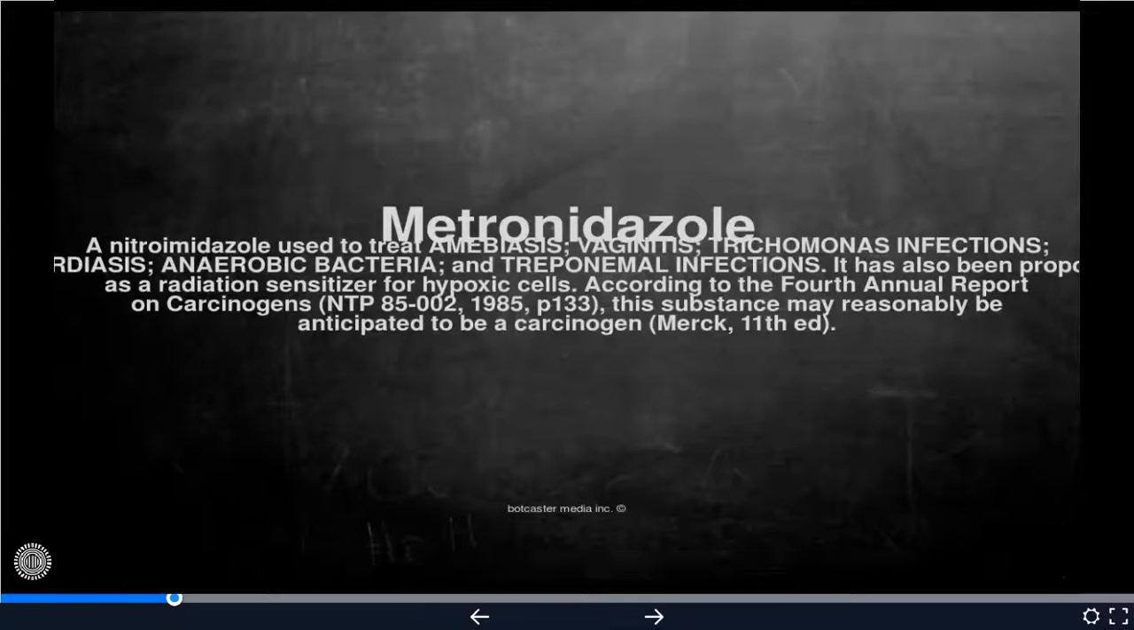Metronidazole: a nitroimidazole used to treat amoebiasis, vaginitis, trichomonas infections, giardiasis, anaerobic bacteria, and treponemal infections. It has also been proposed as a radiation sensitizer for hypoxic cells. According to the Fourth Annual Report on Carcinogens, NTP 85-002, 1985, p. 133, this substance may reasonably be anticipated to be a carcinogen. Merck, 11th ed.